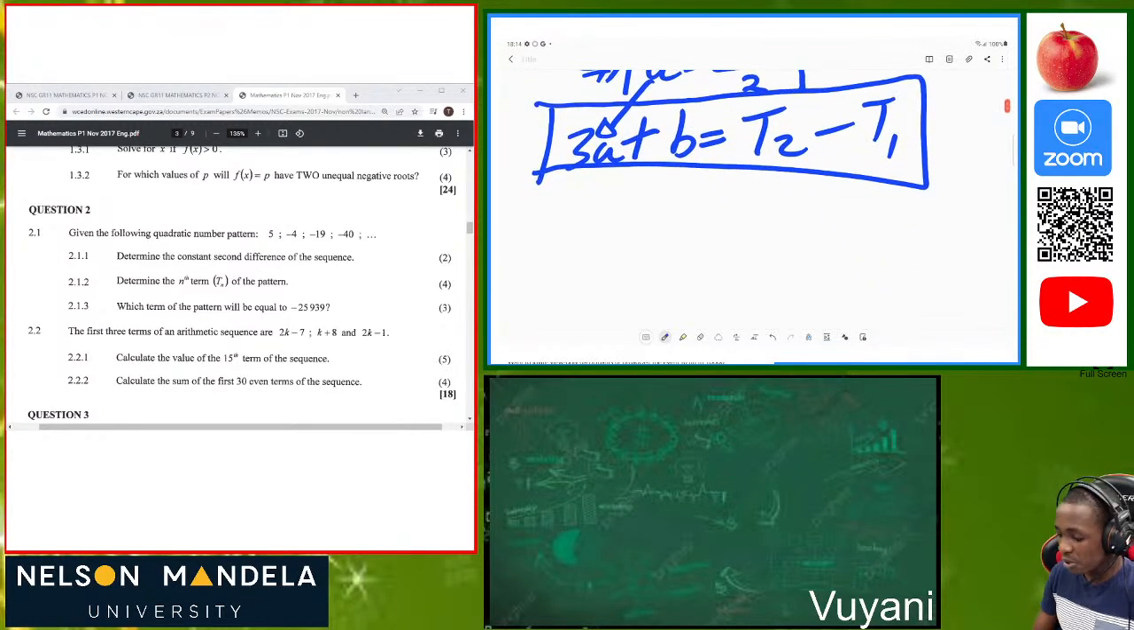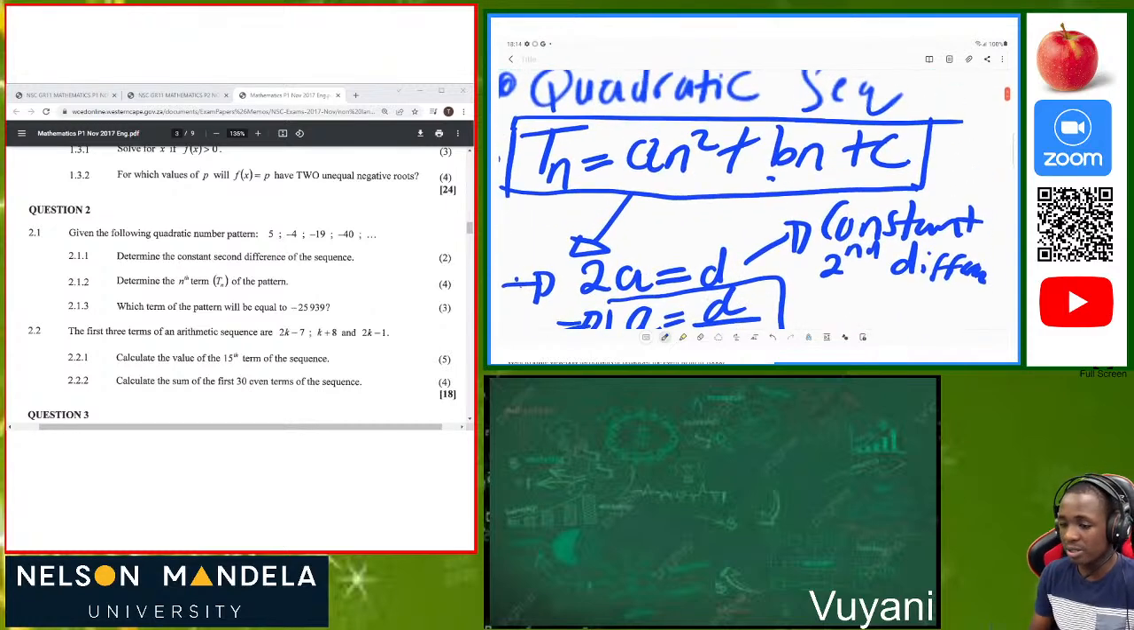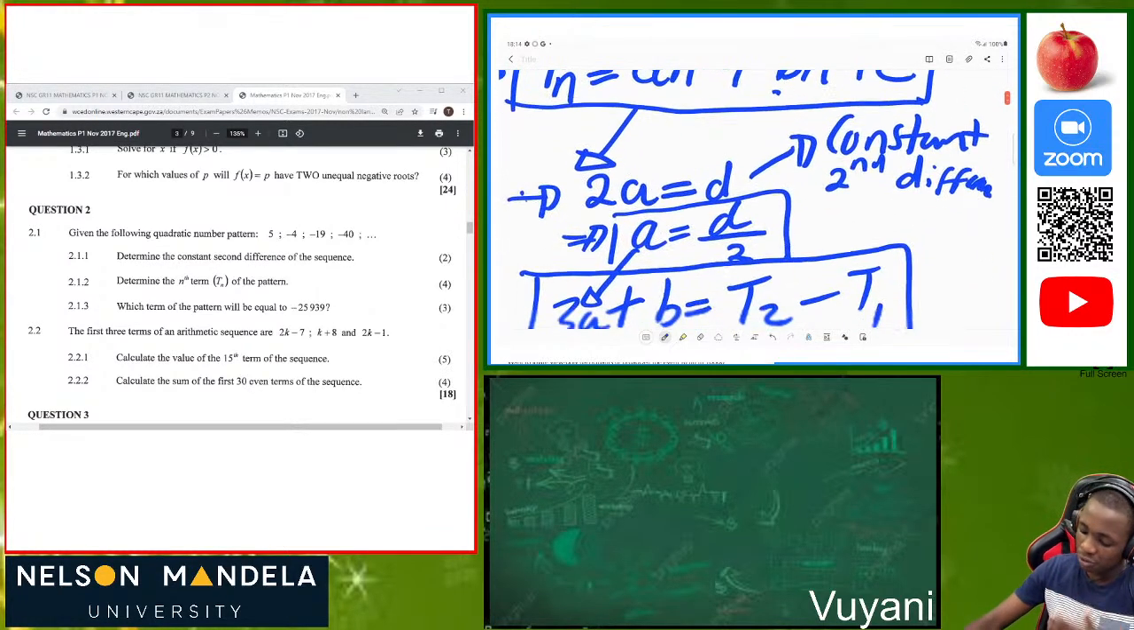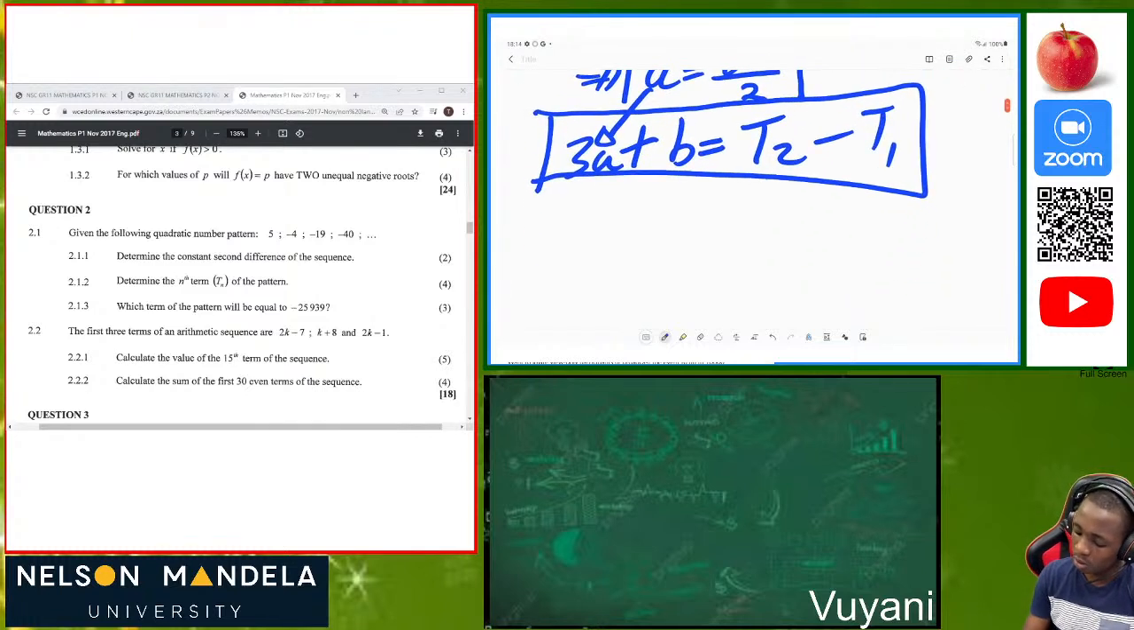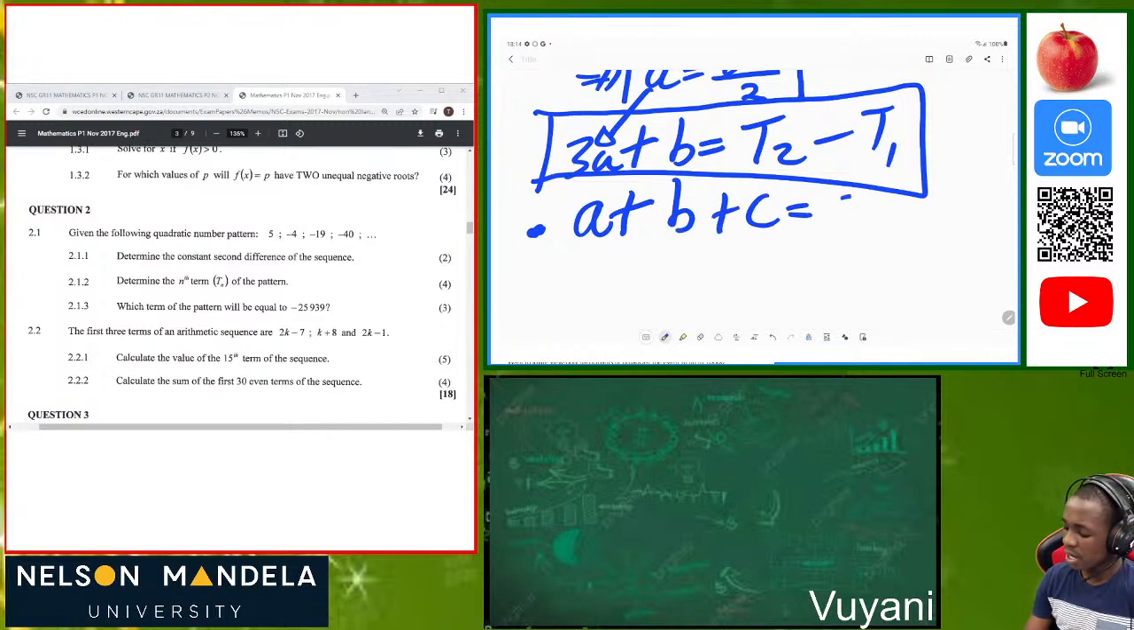In order for you now to get c, I hope you are seeing that we are going from a, b, and c, so that you'll be able to calculate them. Now, in order for us to calculate the value of c, we know the value of a and we know the value of b. We equate a plus b plus c to term number 1, then we make c the subject of the formula and calculate the value of c.